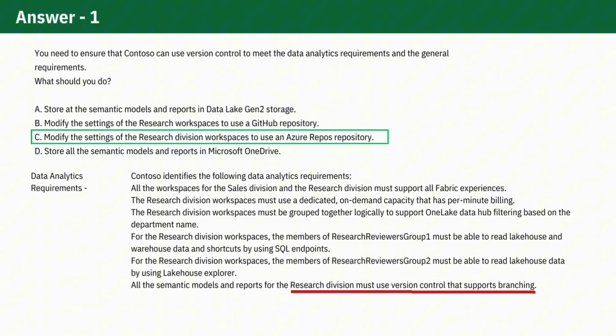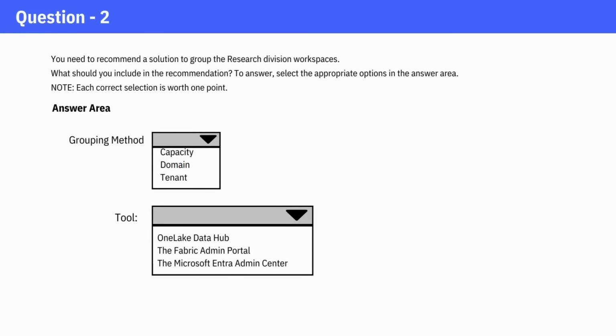Also, to support our answer, let's look at the Microsoft documentation that says, currently, only Git in Azure Repos with the same tenant as the Fabric tenant is supported. Let's move on to the next question.